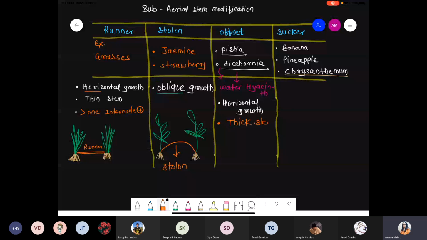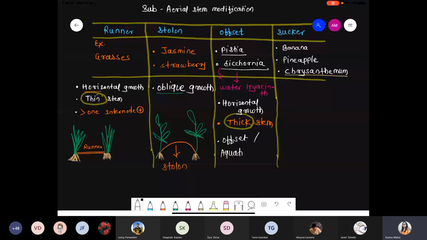So the alternate name for the offset is also called the aquatic runner. Why are we talking about the aquatic runner? The growth pattern is the same. Obviously, they show a horizontal growth pattern. The stem is present, but now these stems are quite thick. But when we talk about the runner, it is basically present in the terrestrial ecosystem.